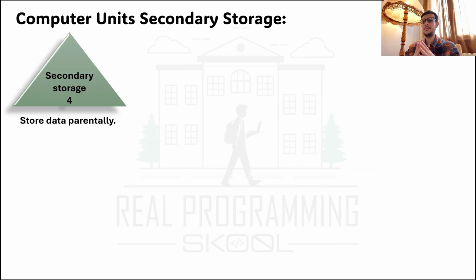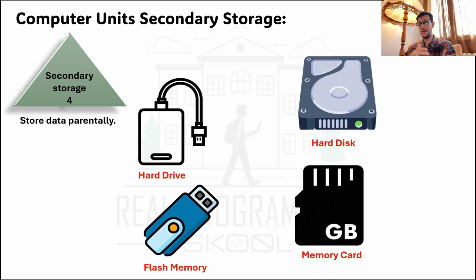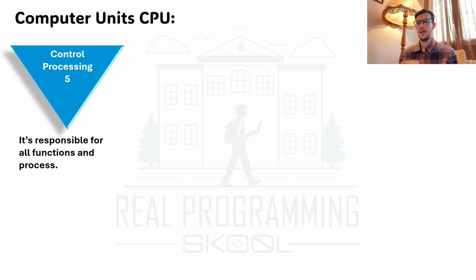And unit number 4 is secondary storage. Like what? Like storing data permanently, like hard drive, flash memory, memory card, hard disk. All these things are computer units of secondary storage. And unit number 5 is the CPU. The CPU is responsible for all functions and processes.